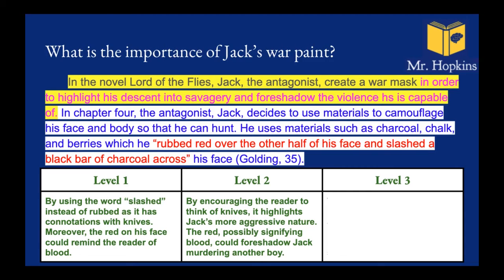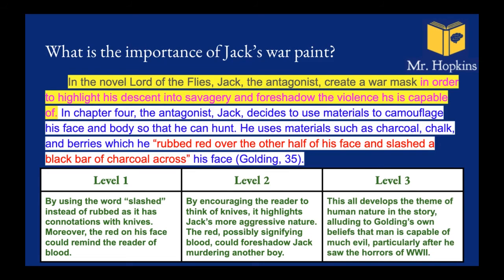Okay, so everything I've got in level 2 now, level 1 and 2, well, what can I make connections to outside? Well, remember that William Golding fought in the war, so he's seen a lot of violence. He knows the violence that man is capable of. So I could link it to him and the theme of human nature in the story.